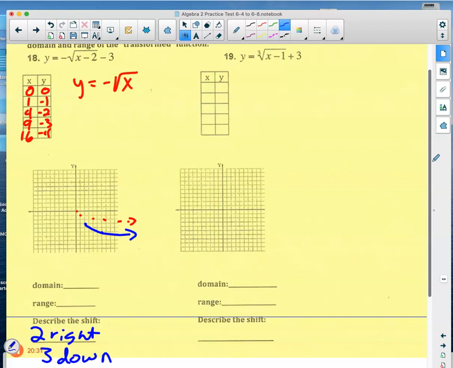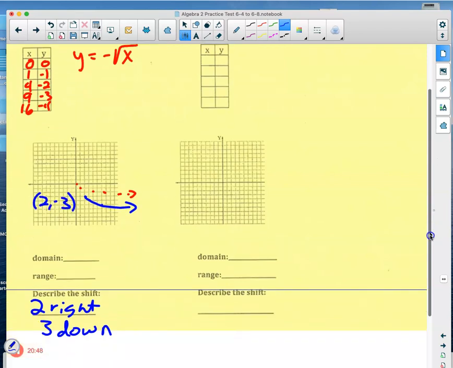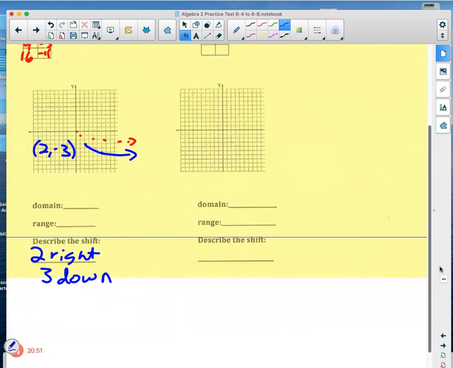And one of the things that really helped everybody with the domain and range part was if we said, hey, these are the coordinates of that new starting point right there. So what are the coordinates of that new starting point? 2, -3. So obviously our x's have something where they start at 2, and our y's have something where we start at -3. We have to figure out what inequality should go there.